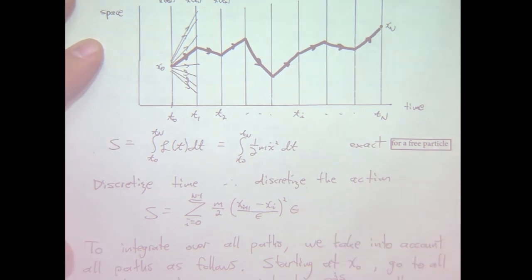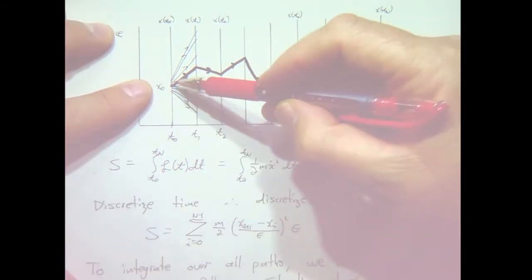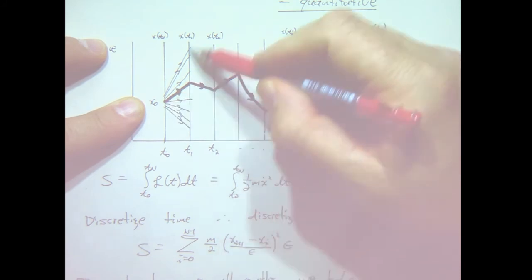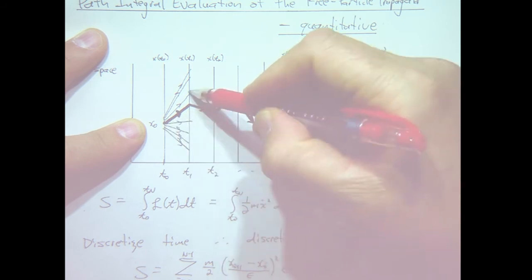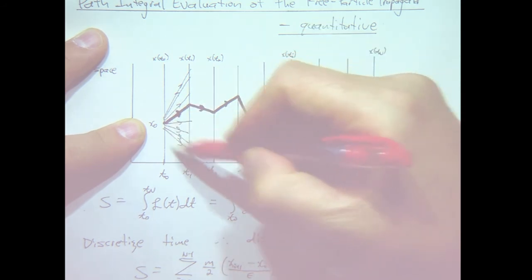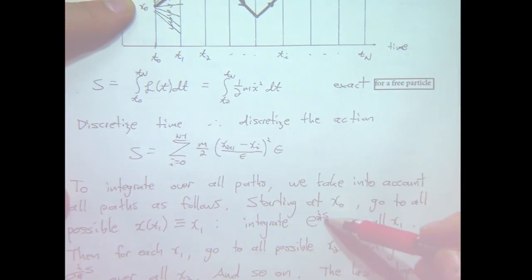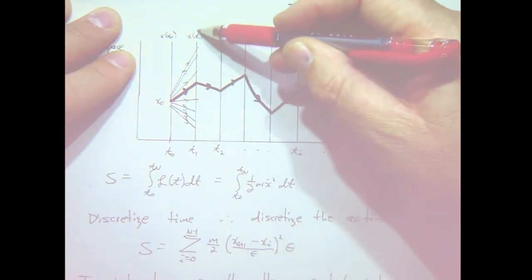Now to integrate over all paths, you need to take into account all the paths. But how do you do that? Well, if you start at x0 there, you go to all possible x's at time t equals 1. So from here, you go there, you go there, all possible paths, and you add up these complex numbers, e to the i over h bar times the action, for paths going from x0 to all possible points here.